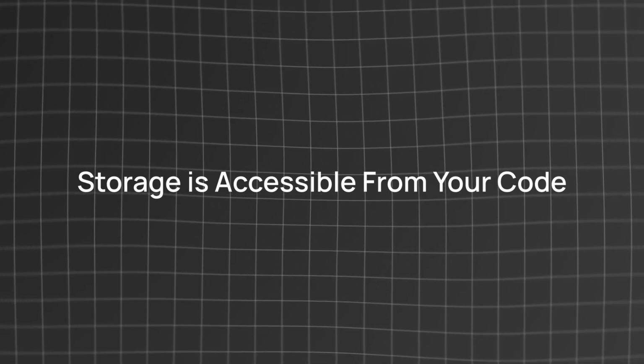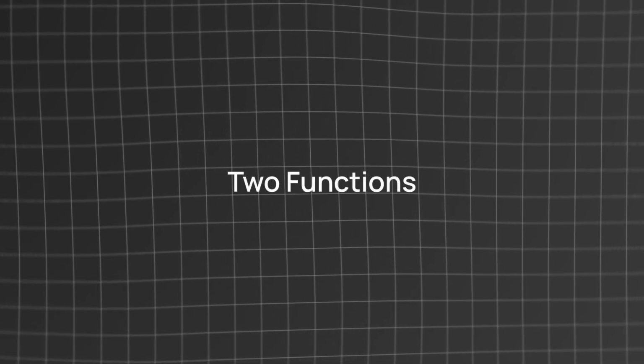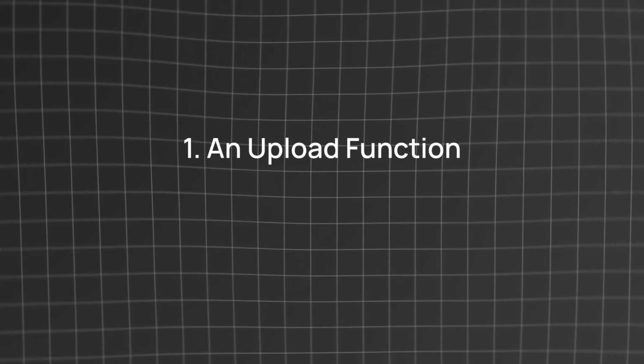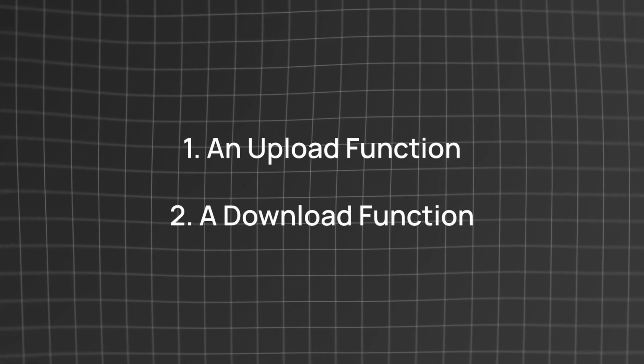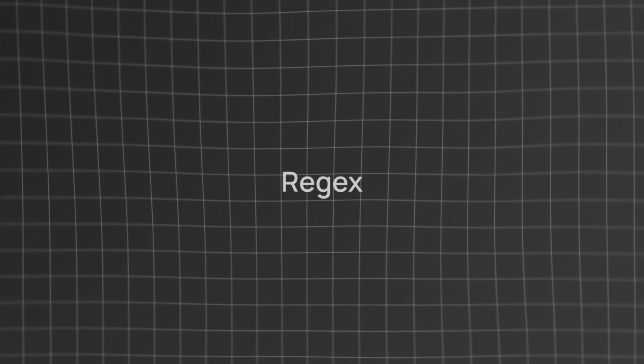If you want to interact with it over HTTP, you will need to create a function that serves as a gateway. So our plan is to create two functions that will use the storage: an upload function sending data to our bucket and a download function retrieving stored data from the bucket. This means the bucket doesn't actually exist until your code interacts with it. Because of that, your matcher can even be a regular expression.